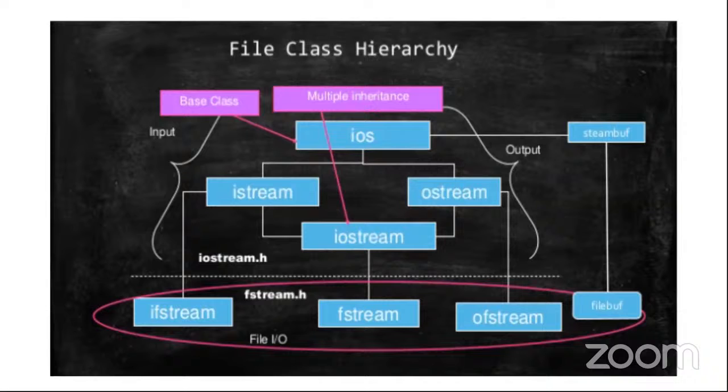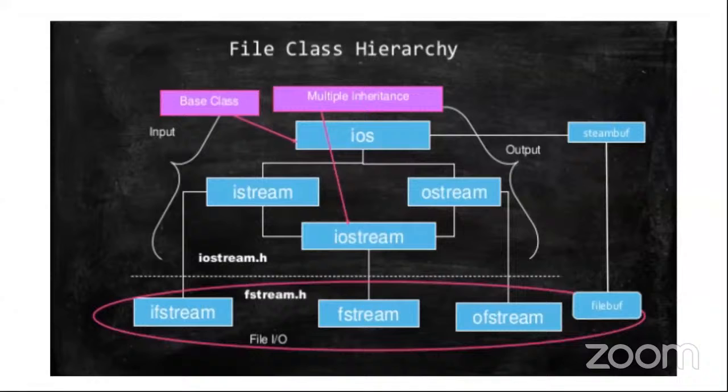And the below part is used when we use the fstream.h header file. The above part is used when we take input from keyboard and output to monitor, and the below part is used when we are using file handling, file I/O operations. Similar to these, there are two more classes, streambuf and filebuf. These are used for buffering.